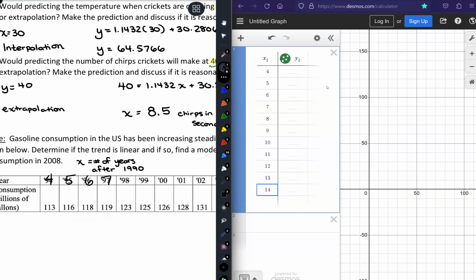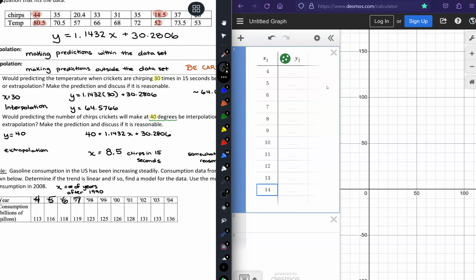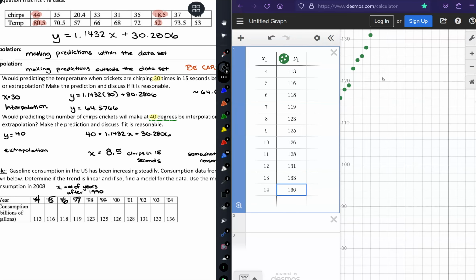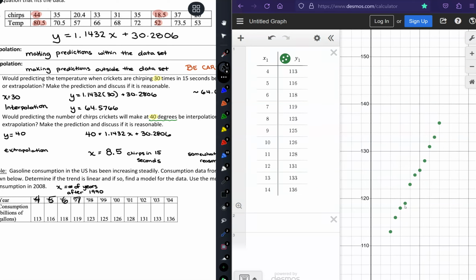Okay, then gasoline consumption in billions of gallons. We have 113, 16, 18, 19, 123, 125. All right. Whew. That looks very linear. That is very linear data. Again, it's a little squiggly, but that's because of just randomness. But overall, if we step back from it, it looks very nice and linear.